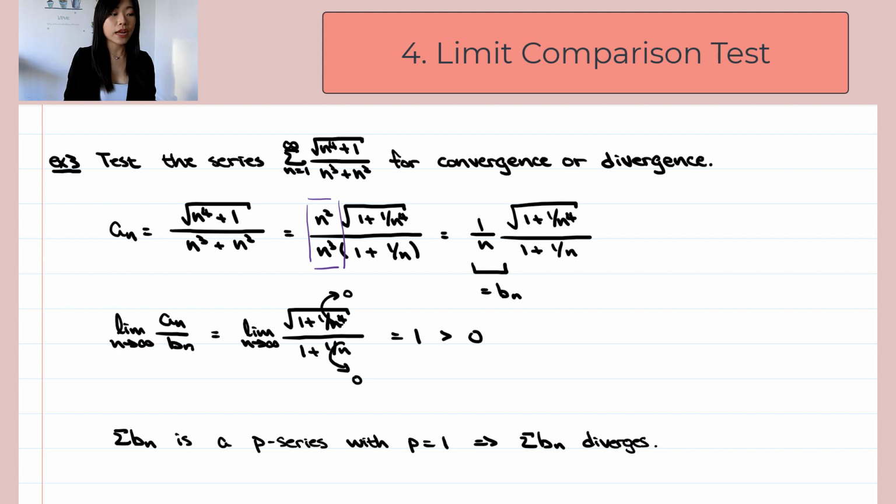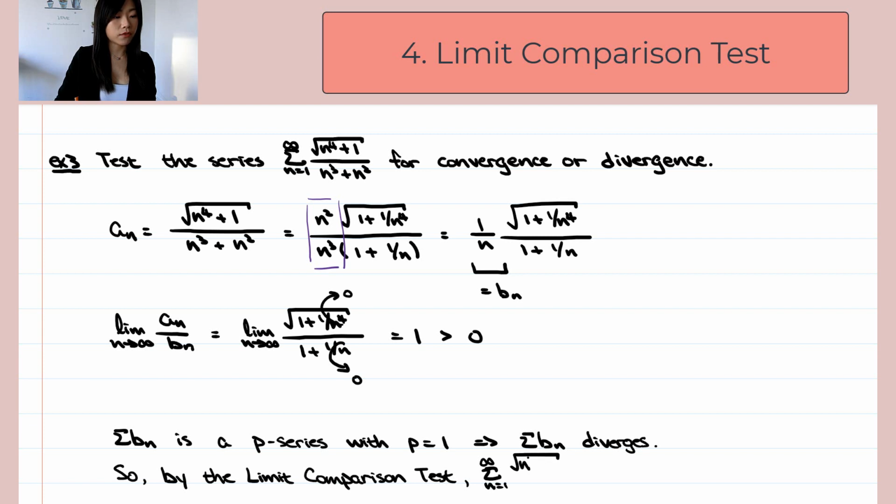And since the limit of the ratio an divided by bn equals a finite number greater than 0, the series of an and the series for bn have the same behavior, which means by the limit comparison test, the series sum for n starting from 1 of the square root of n to the power of 4 plus 1 divided by n cubed plus n squared also diverges.